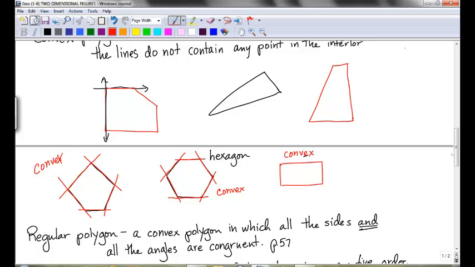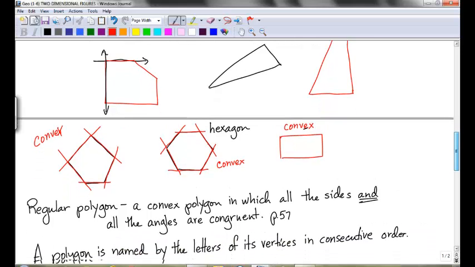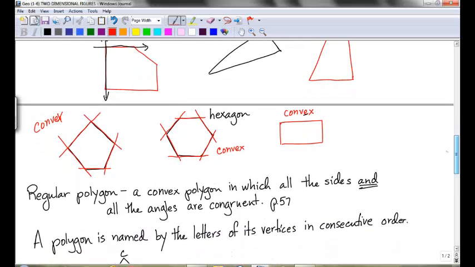Now, a key word in geometry, and you don't want to let your eyes skip over it in the word problems or in the directions. What does it mean when they say a regular polygon? The key word is regular. A regular polygon is a convex polygon in which all the sides and all the angles are congruent. All the sides and all the angles are congruent.